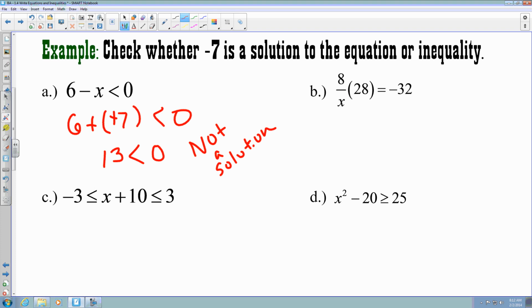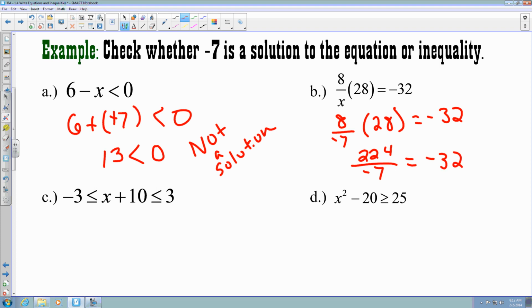Okay, let's take a look at B. So B, I'm going to have 8 over negative 7 multiplied by 28 and see if it equals negative 32. I'm just going to multiply across. First, I'm going to go 8 times 28, which gives me 224, and that's going to be divided by negative 7. 224 divided by negative 7 in fact is negative 32, so negative 32 equals negative 32. This statement is true.